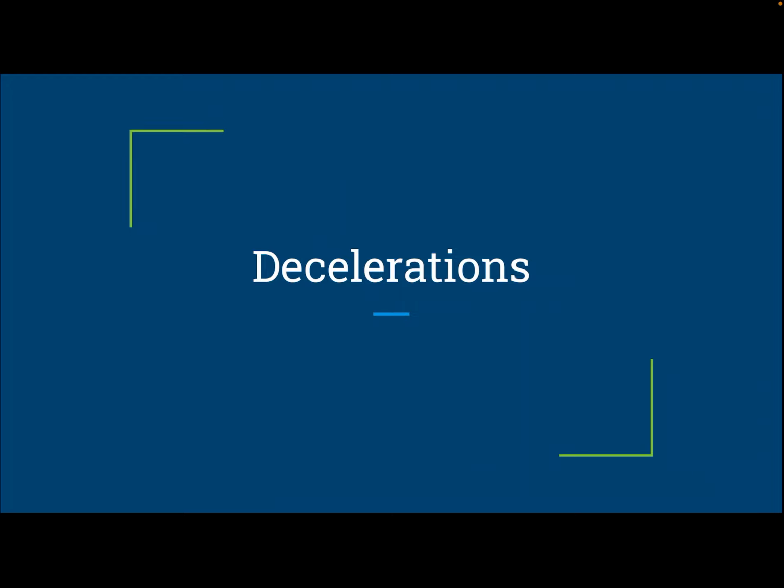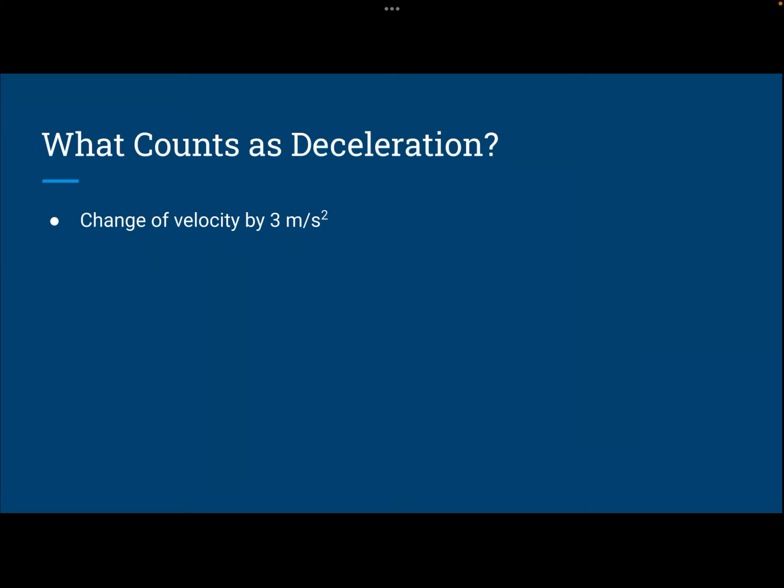This week I'm going to go over the metric decelerations. As decelerations and accelerations are quite similar, in fact they're the opposite, the way that it's going to be measured is the same, in the sense of it's a change of velocity by 3 meters per second squared. Whereas with accelerations you're speeding up, with decelerations you're obviously slowing down.